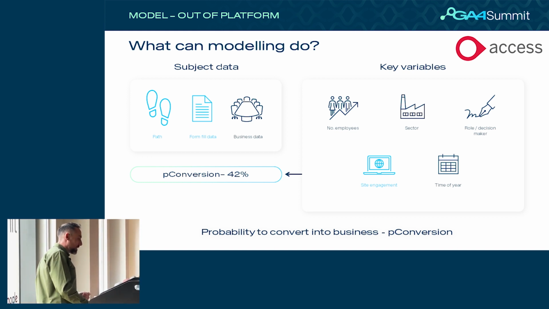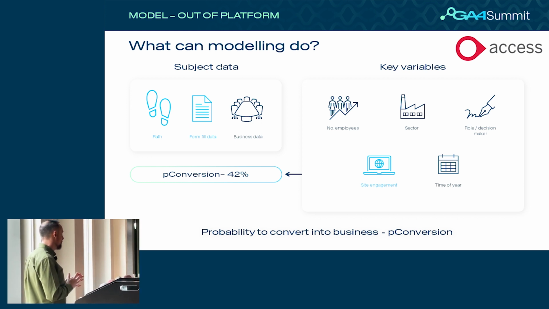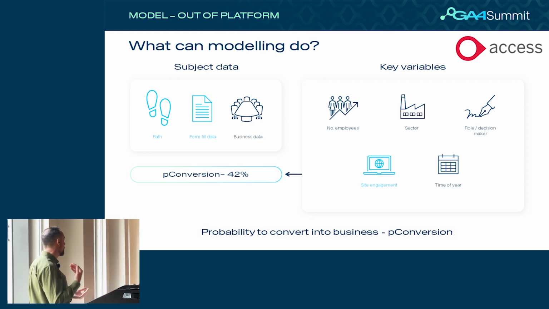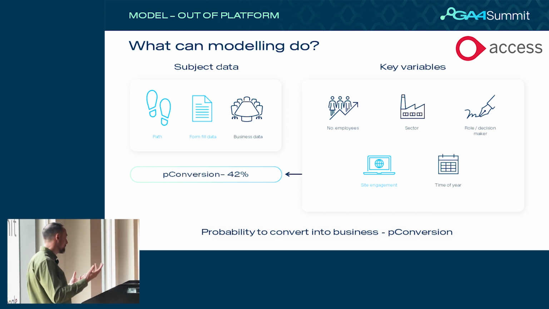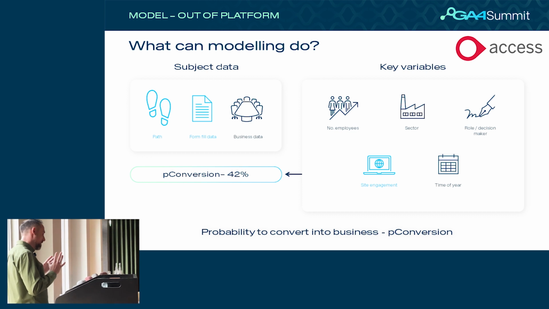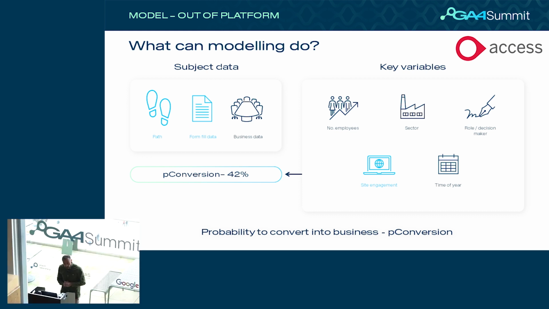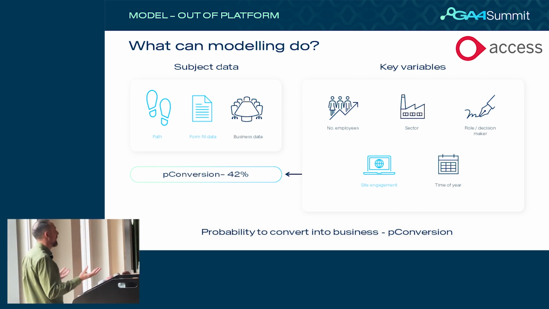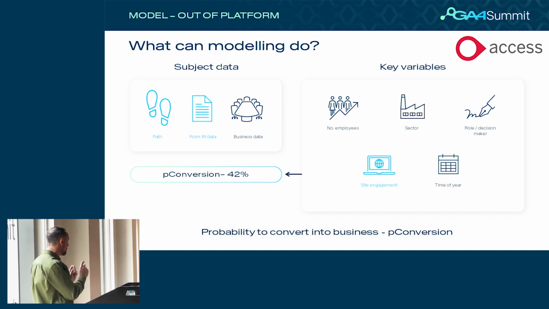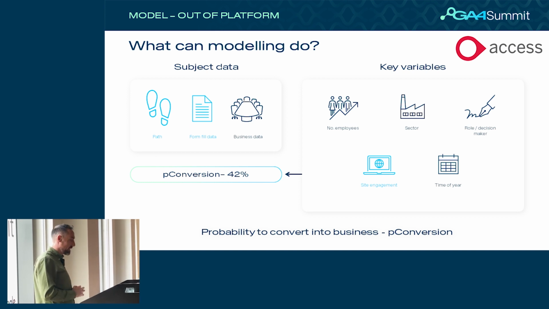So second example is a B2B example. We work with a company called Access Group. You may or may not have heard of them. They are B2B business software, so they do accountancy, HR software, everything to do with any business, basically. So this is specifically around a form fill. As we know, a form fill is just a form fill. That's primarily what we optimize our advertising to, but not all forms turn to business. So we're trying to bridge that gap here.